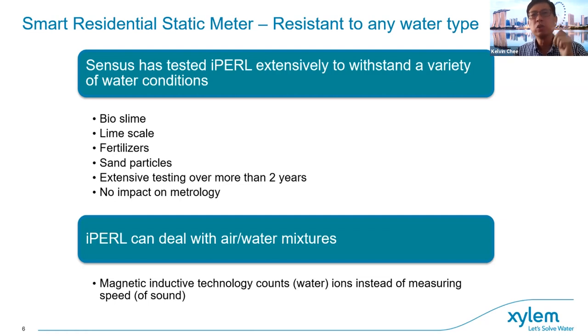And of course, I think just now Paco also mentioned the air-water mixture, which is a very real problem in some parts of the utilities. And the electromagnetic principle is actually far superior to ultrasonic. That's the reason why we introduced it for the small size meter, because we see more cavitation challenges in small size meters than big size meters. That's why we introduced our electromagnetic technology in our residential meter, which is DN15 to DN40. To address this air-water mixture, the electromagnetic meter, which is our iPERL, can measure more accurately compared to ultrasonic.